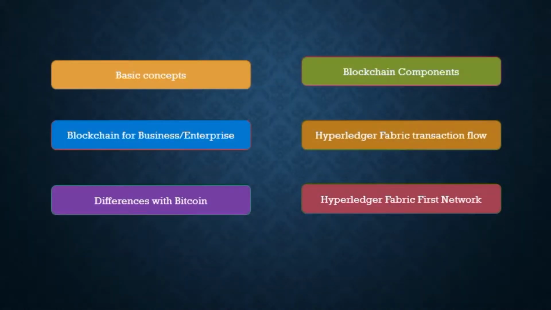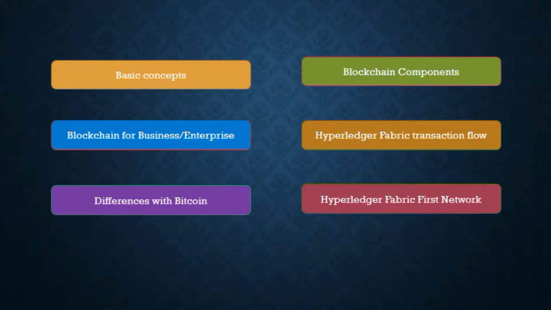So in this course, we'll be discussing some basic concepts around blockchain. Then we'll see blockchain for business. We'll define blockchain for business and for enterprise, and what is the difference. We'll also discuss the difference between Bitcoin and blockchain, and the difference between the Bitcoin version of blockchain and the blockchain for business, that is Hyperledger Fabric.